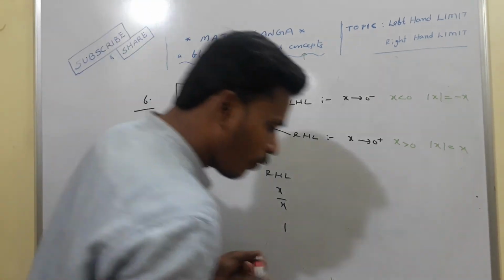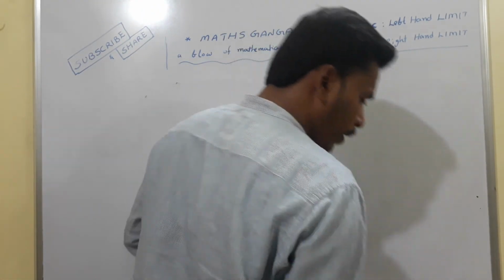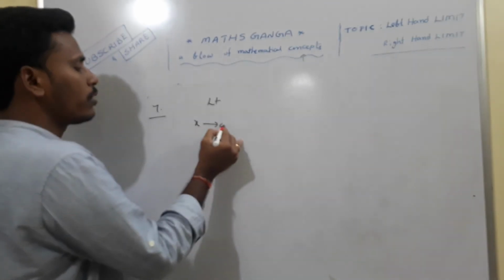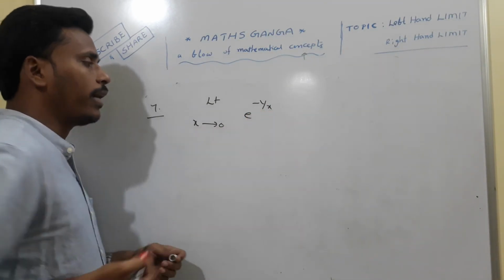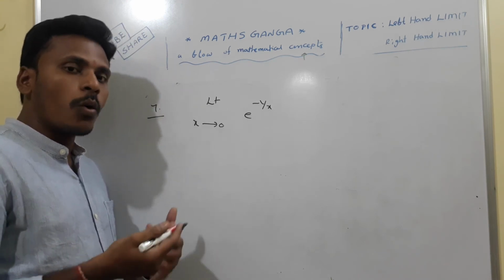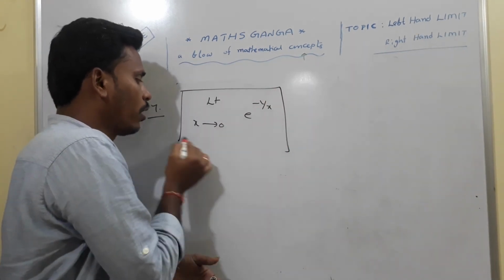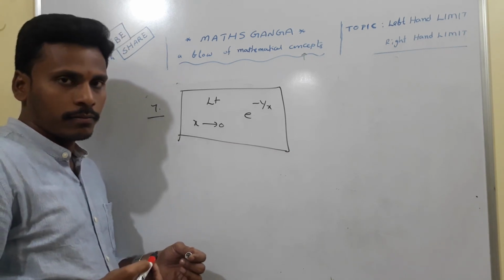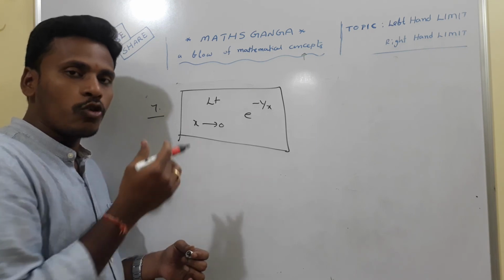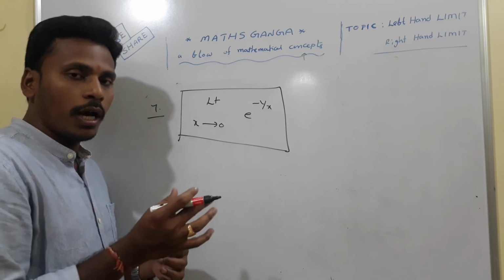I will give you one more function, the seventh one: limit x tends to 0 of e power minus 1 by x. What are its left hand limit and right hand limit? Check whether they are equal, and whether the limit exists or not. Just write limit x tends to 0 of e power minus 1 by x, and then comment the answer in the comment section: the left hand limit value, the right hand limit value, and the limit of e power minus 1 by x at x equals 0.